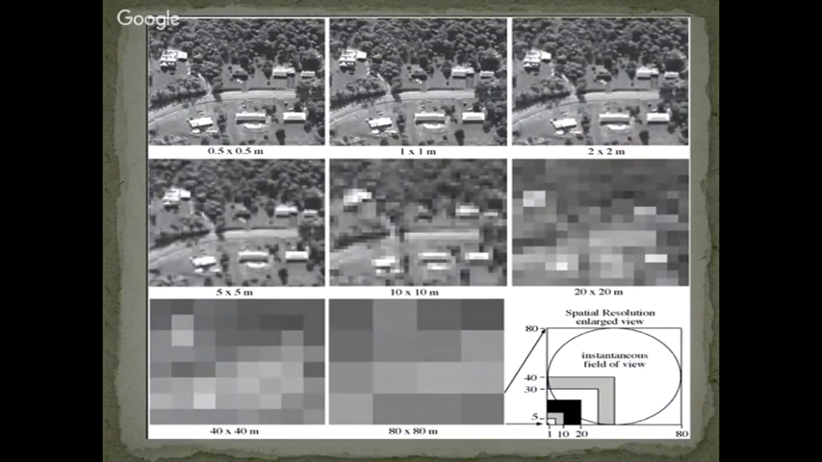Now this is one example giving us information about the spatial resolution. We have different satellite images pertaining to the same area at different spatial resolutions. On top we have a spatial resolution of 0.5 meter by 0.5 meter, and we have a maximum of 80 meter by 80 meter. Now you see, as the size of the pixel is increasing, the amount of information which we can extract from the satellite images is also decreasing.